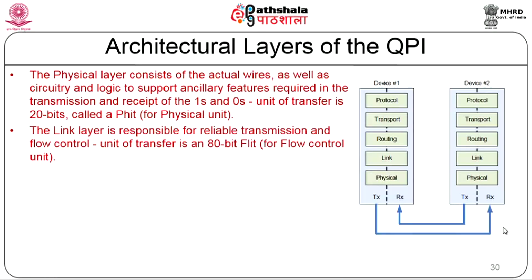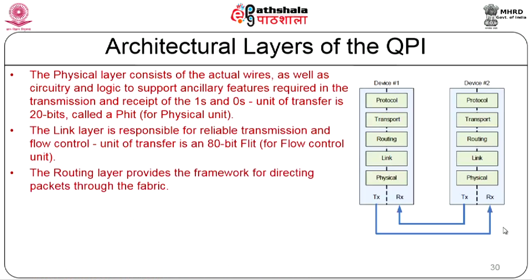There are 5 layers which have been indicated here. The physical layer consists of the actual wires as well as the circuitry and logic that is required to support the ancillary features required in the transmission and reception of the ones and zeros. The unit of transfer that you look at in the physical layer is normally 20 bits, which is called a FIT or a physical unit.